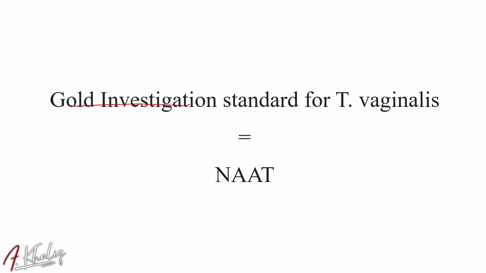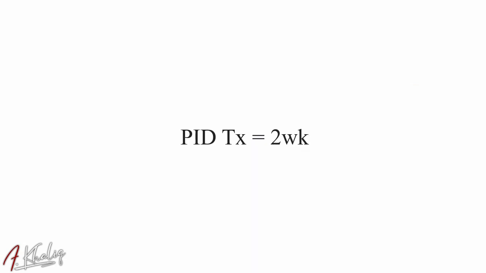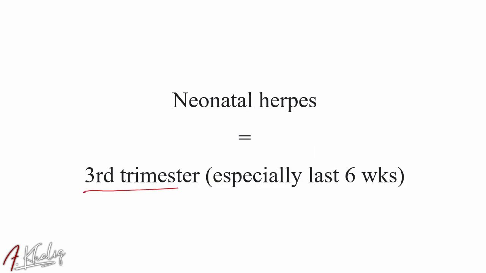The gold standard investigation for Trichomonas vaginalis is NAAT. The commonest bacteria for STI under 25 years is chlamydia. You're going to treat pelvic inflammatory disease for 2 weeks. In the third trimester, especially the last 6 weeks, you have high risk for neonatal herpes.